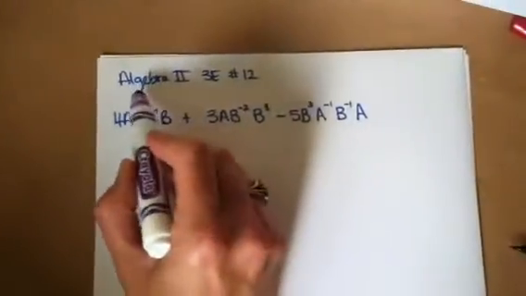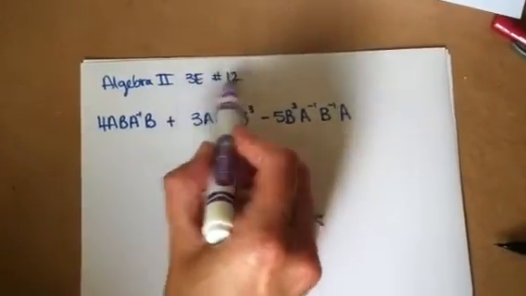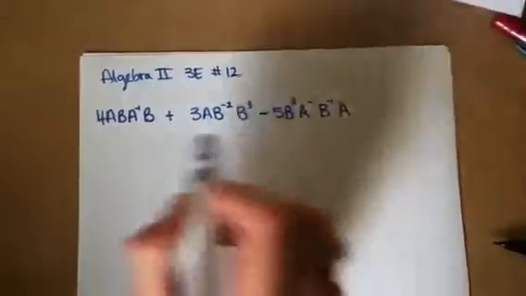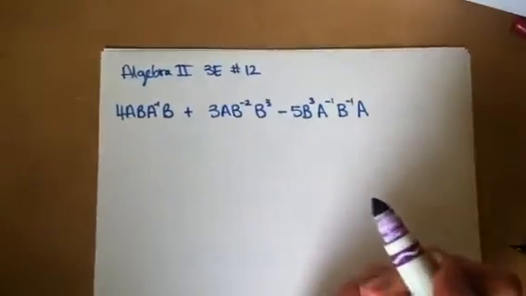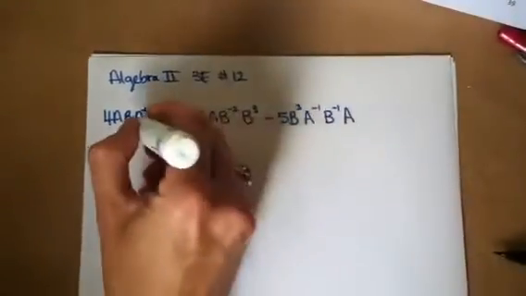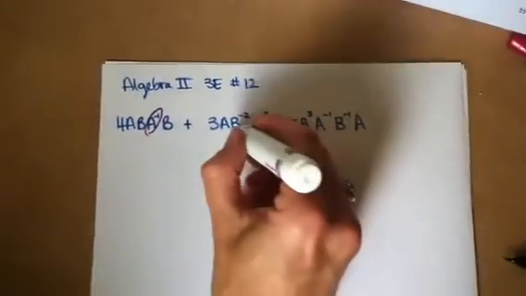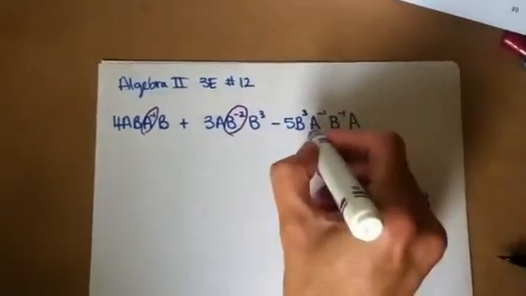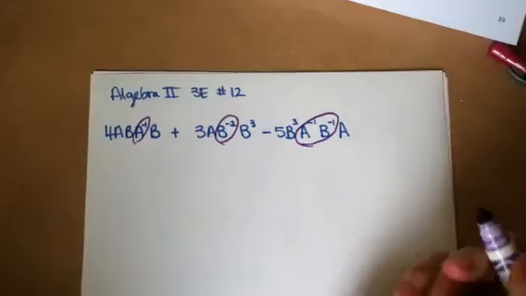All right, this is from Algebra 2, Lesson 3E, number 12. And what you're going to do here, remember I'm not a big fan of negative exponents. So personally, I would go through and find all your negative exponents. Oh, there's one, and here's some right here. And I'm going to totally rewrite this so it doesn't have negative exponents.